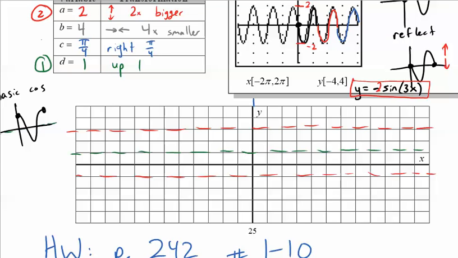The third thing that I do is use the c value to find out where the graph starts. So normally cosine starts on the y-axis. So normally I would expect to start here. But I have a c value that's shifting me right pi over 4 units.